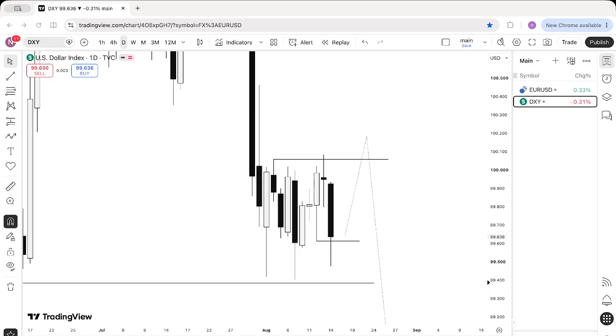You take the wick when the wick is long. You take the body when the body's big. Hence why I'm using the wick. It's not 50-50, it's logic. Wick when it's long, body when it's not.